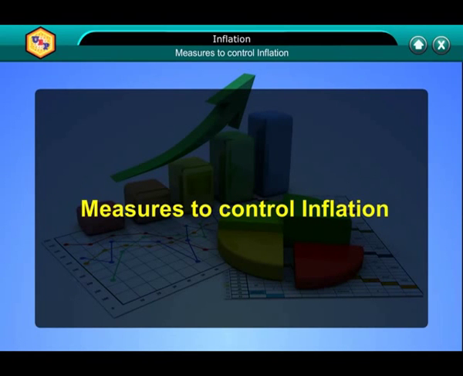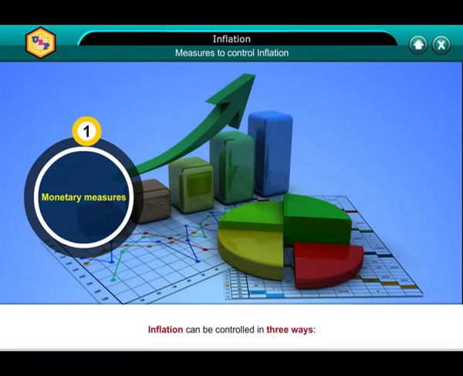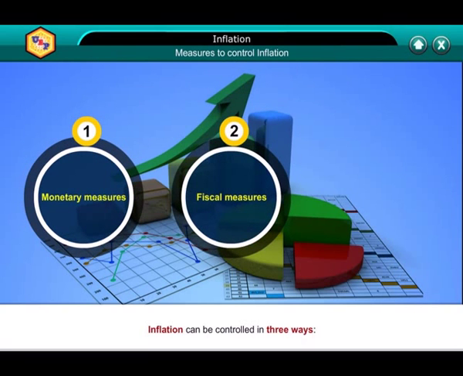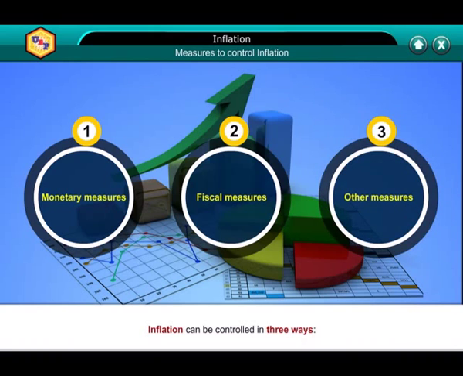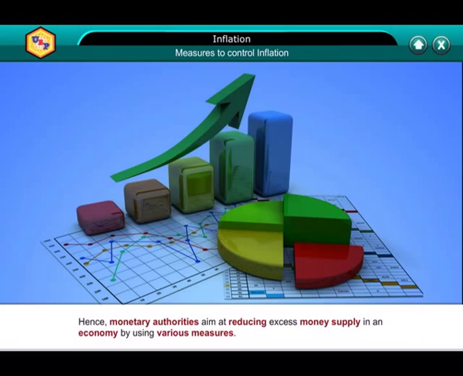Measures to control inflation. Inflation can be controlled in three ways: monetary measures, fiscal measures, and other measures. Monetary measures. Inflation refers to excess money supply over the quantity of goods and services. Hence, monetary authorities aim at reducing excess money supply in an economy by using various measures.